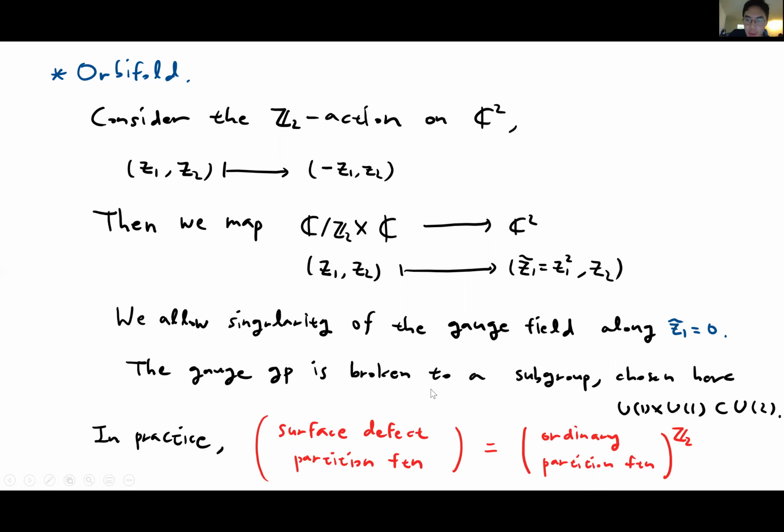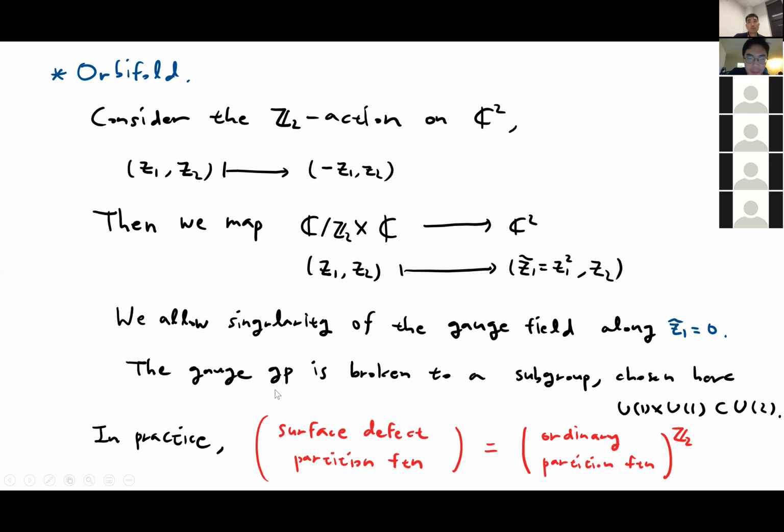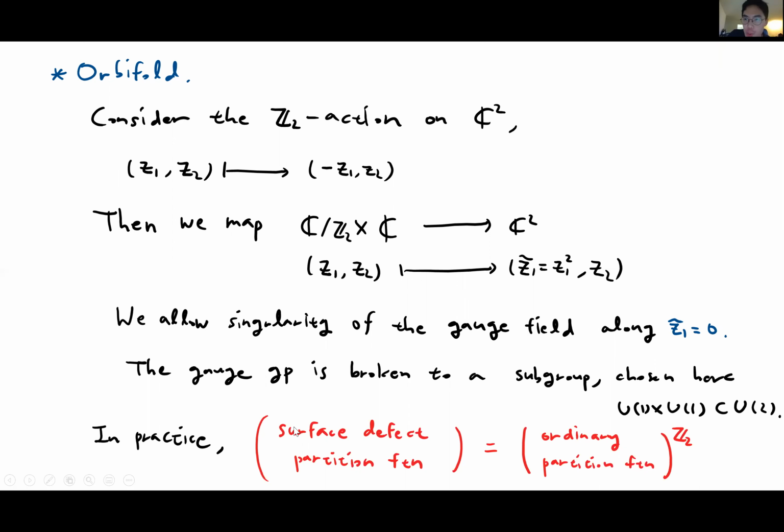All right, so the point is that we want to compute the partition function of the 4D gauge theory in the presence of this Gukov-Witten type surface defect. And this partition function can be computed by first computing the partition function of the ordinary gauge theory, but we only keep the Z2 invariant part. So this is a very convenient way of computing the surface defect partition function. And I believe this computation was first done by Kanno and Tachikawa.